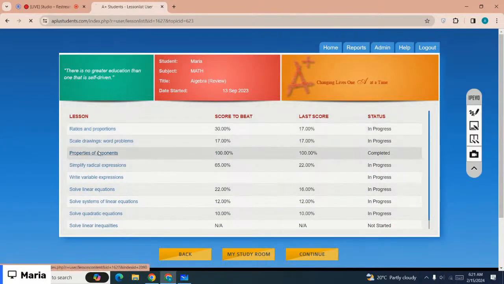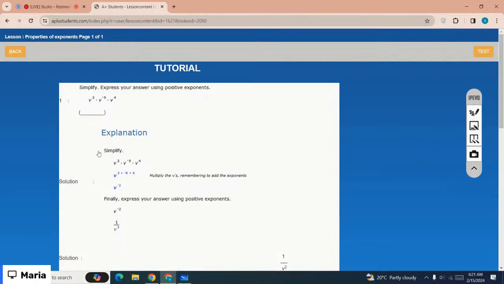properties of exponents. Let's just start with the next lesson. The first example is: simplify v cubed times v to the 9 and v to the 4. So basically we have to apply the properties of exponents. Here we know that they all have the same base, right? When you have the same base, you need to add their exponents, right? So you need to add, that is 3 minus 9 plus 4.